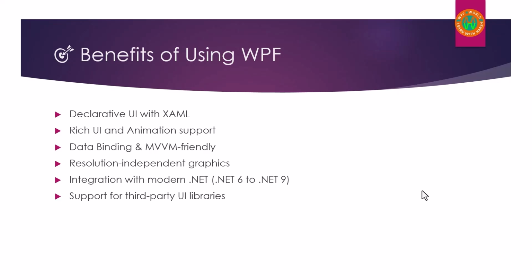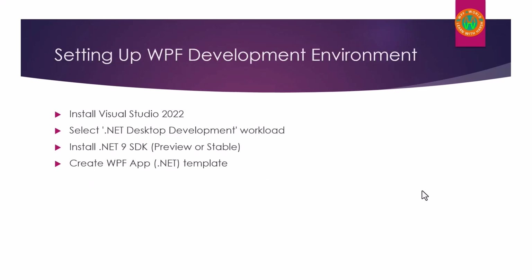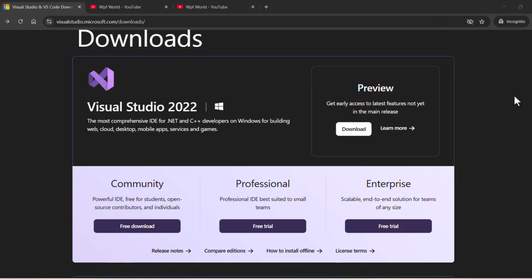So now we will set up our development environment. To get started, install the latest version of Visual Studio 2022 Community because it is free to use with some limited features. To download Visual Studio 2022, you have to go to the visualstudio.microsoft.com/downloads site and click on free download for the community version.